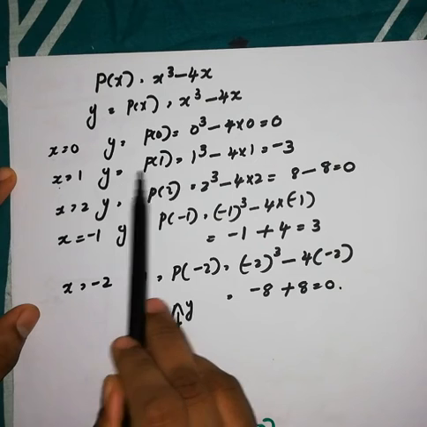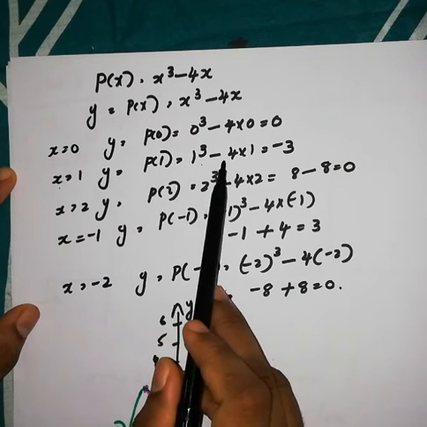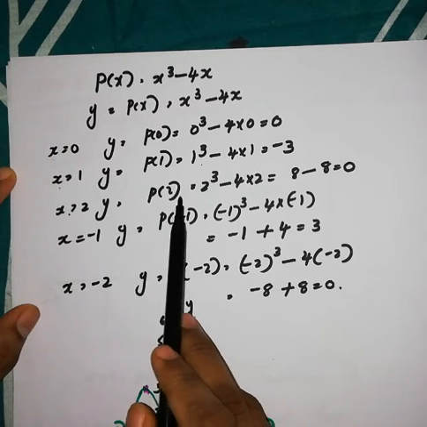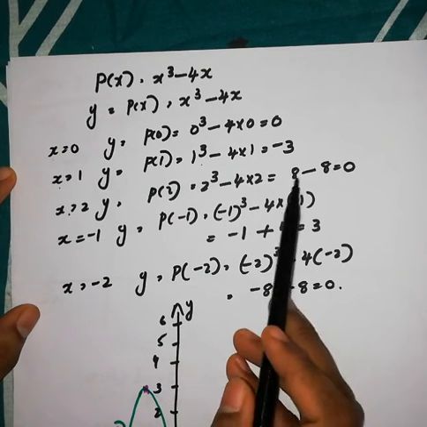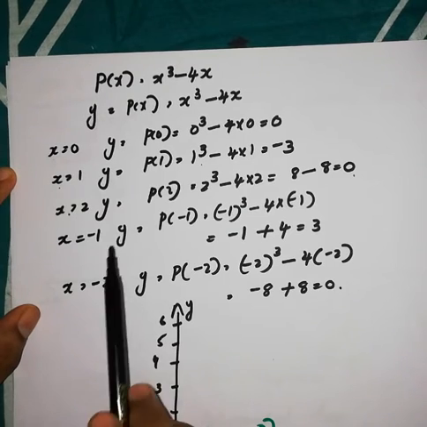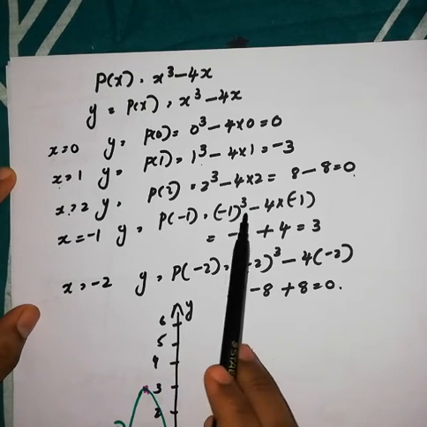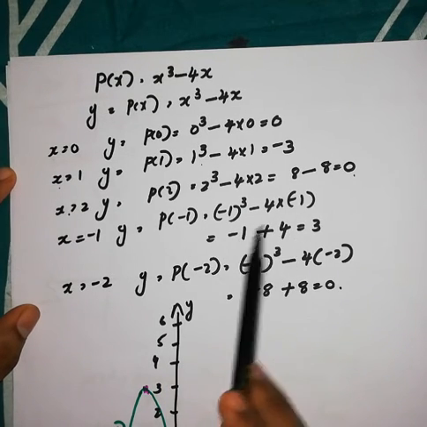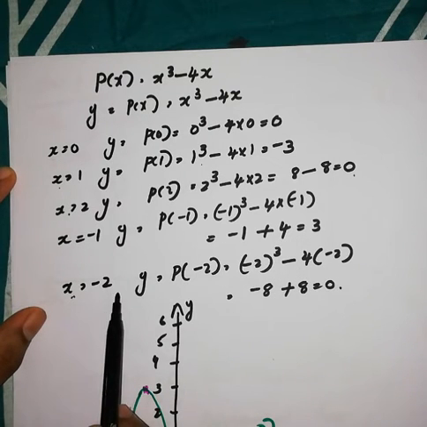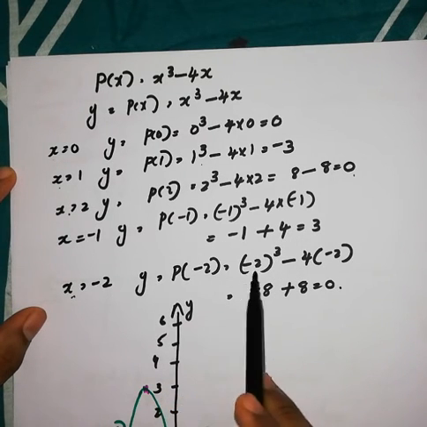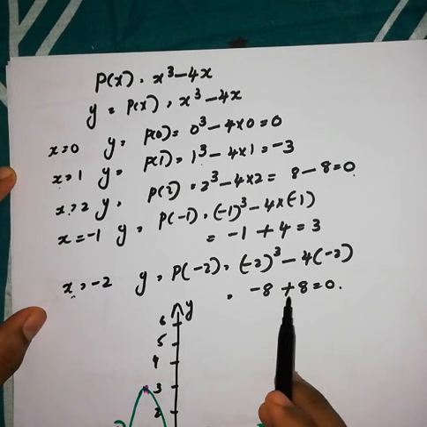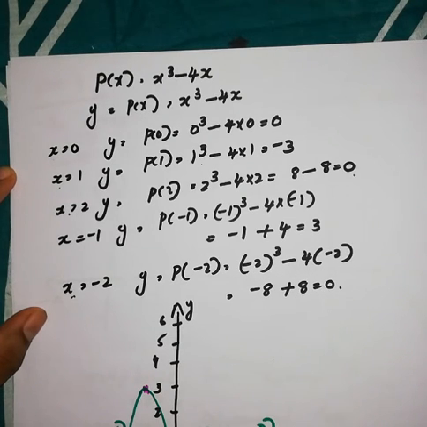X is equal to 1. What is the value of y? P of 1 is equal to 1 cube minus 4 into 1, that is equal to minus 3. X is equal to 2: p of 2 is equal to 2 cube minus 4 into 2, that is 8 minus 8, 0. X is equal to minus 1: then y is p of minus 1, that is minus 1 whole cube minus 4 into minus 1, that is minus 1 plus 4, that's equal to 3. Then x is equal to minus 2: y is minus 2 whole cube minus 4 into minus 2, that's minus 8 plus 8, that's equal to 0.